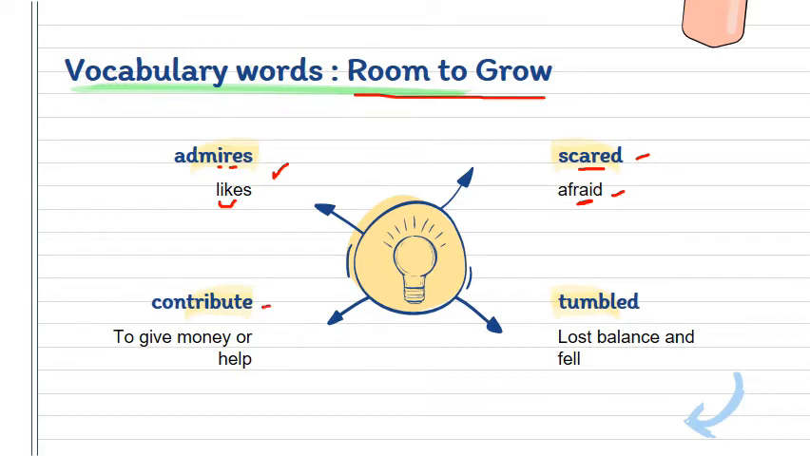Next, I have the word contribute. To contribute means to give money or help, usually for free. And the last word is the word tumbled. Tumbled means lost balance and fell.